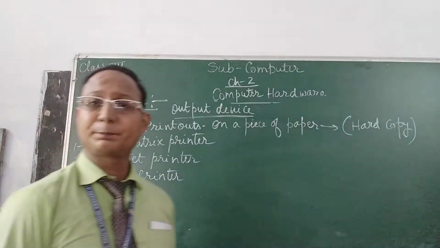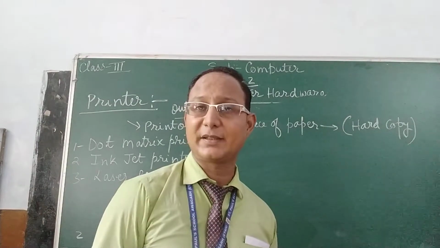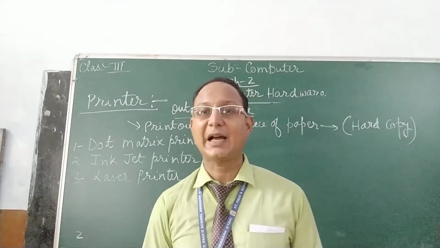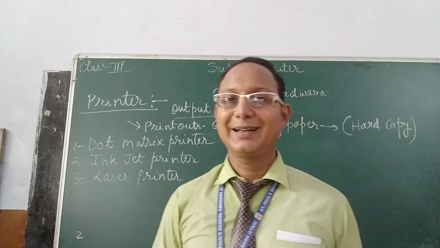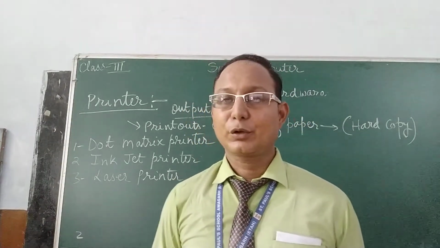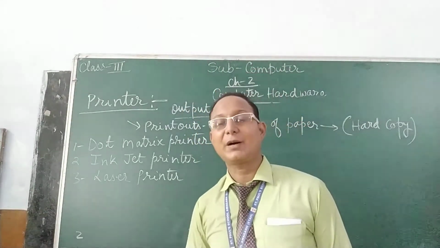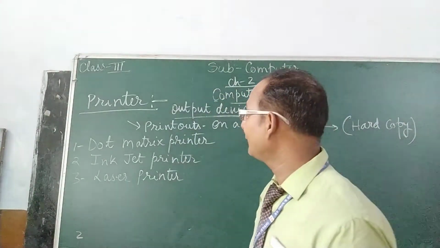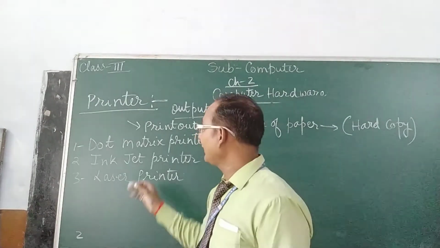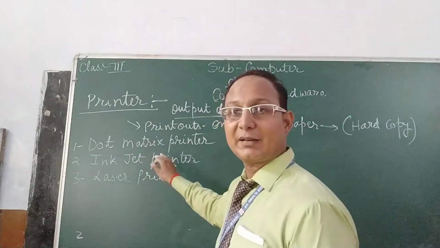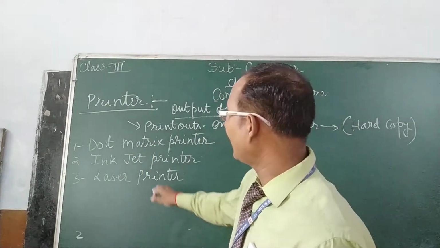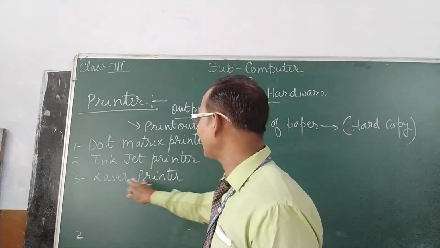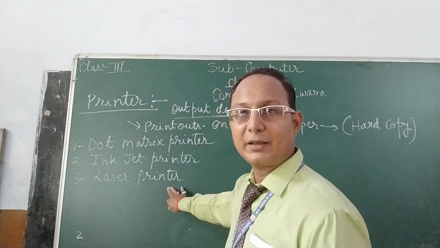Before printers, people just used typewriters. You have seen the typewriter, they type. It does not have a screen, we just type with different keys. It takes time. So after the advancement in technology, we have printers, and these printers have different categories. First is dot matrix printer, second inkjet printer, and third one is laser printer.